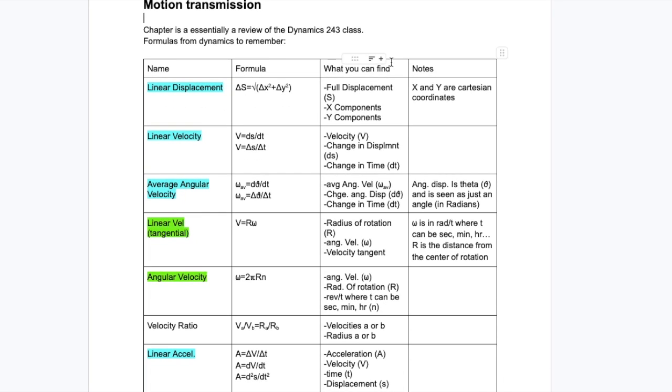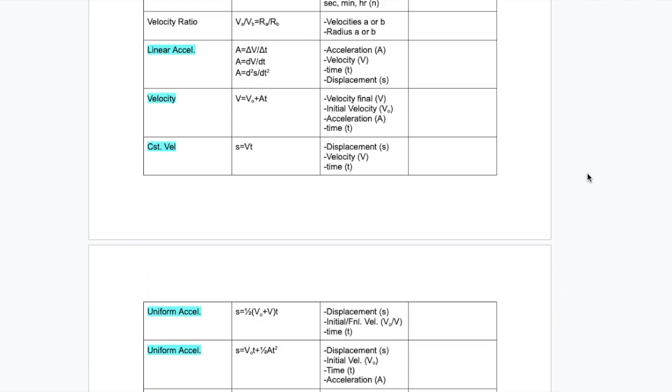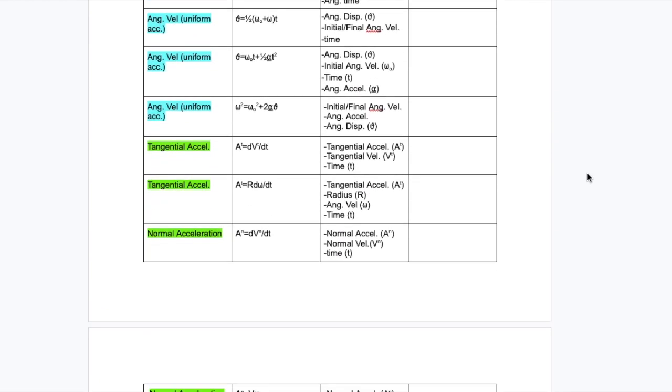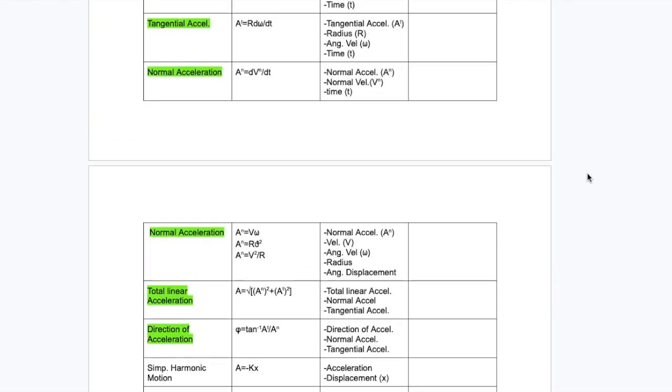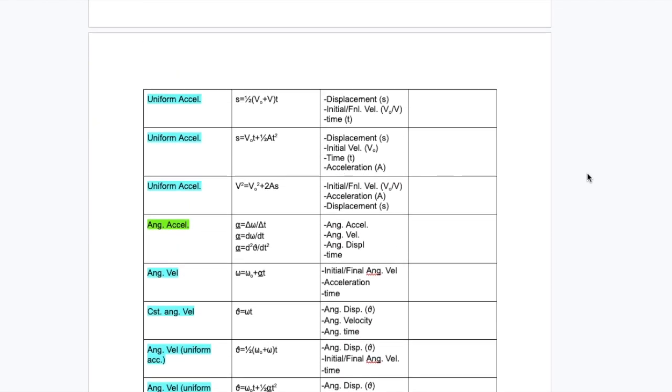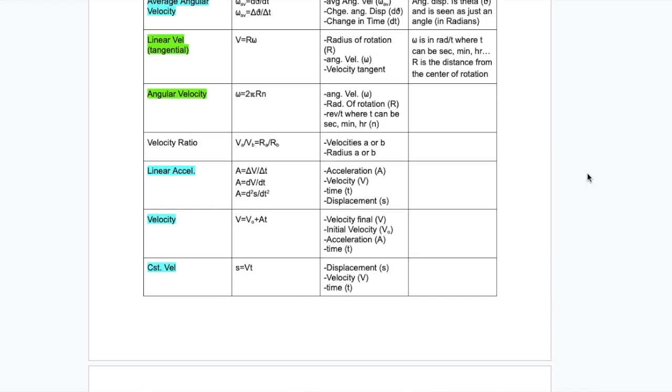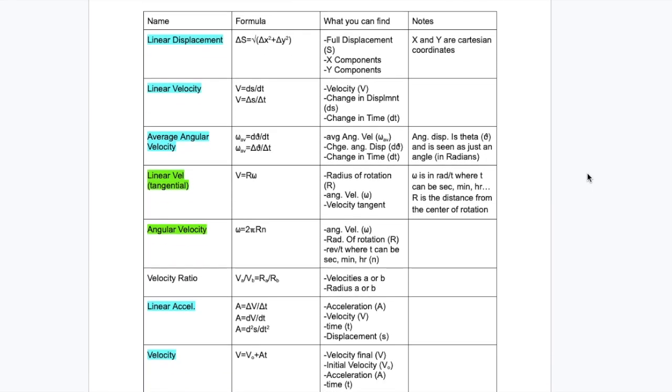Okay, so here I have presented all of the formulas. See, all of these formulas. We can go down and down and down. These are the formulas for this chapter. I've highlighted them in different colors, okay?